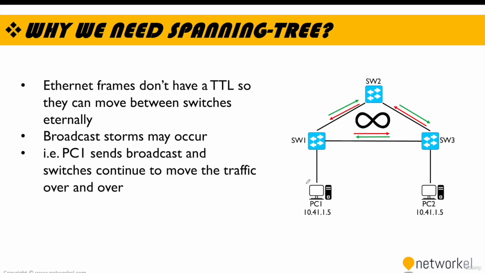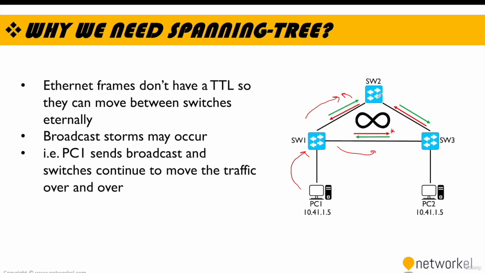So for example, let's say PC1 is creating some broadcast traffic and this traffic is reaching switch 1. You can see here we have two different colored arrows, okay? The one is the green arrow and the other is the red arrow. What will happen is that switch 1 will forward this broadcast traffic out of all its ports. It will just flood it, right? From this direction, shown with the green arrow, and from this direction, shown with the red arrow.